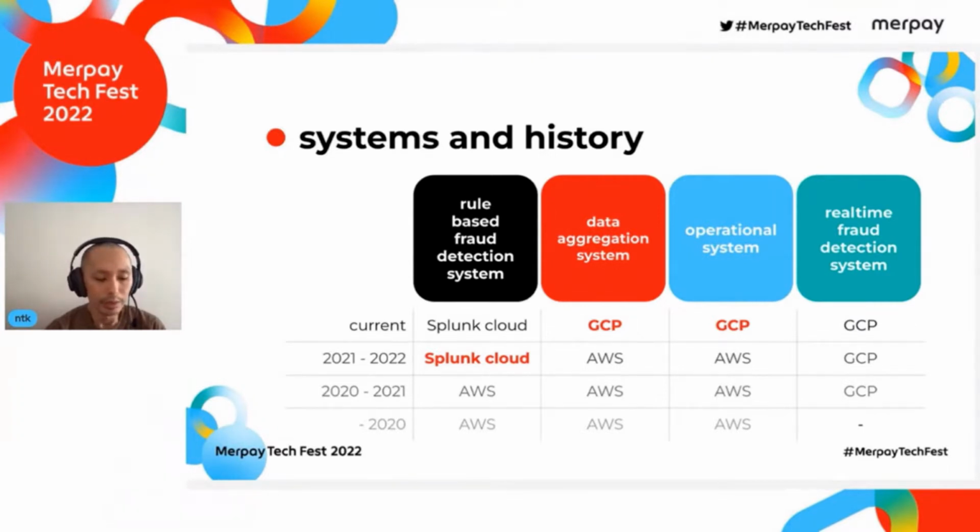And finally, the real-time fraud detection system. This one has been built with the same configuration as the other microservices of Merpay on GCP since the beginning. So I won't talk about it today, since I have also introduced the mechanism of this real-time fraud detection system in a Merpay Tech article this spring. I will share the link to this article later. As shown in red in this table, our team has gone through two different cloud migrations over the last year and this year.